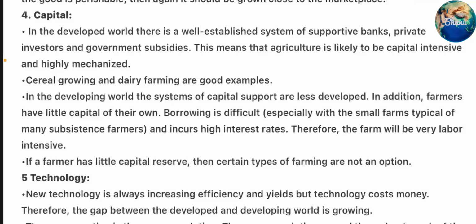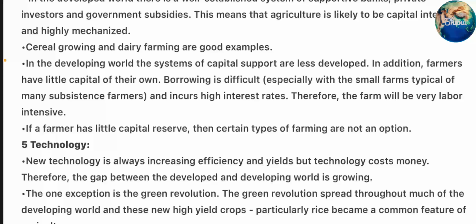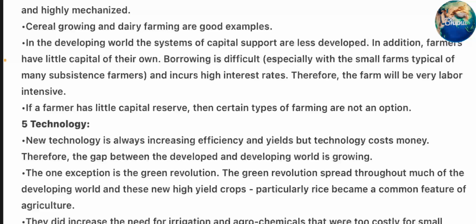In the developing world, these systems of capital support are less developed. In addition, farmers have little capital of their own. Borrowing is difficult, especially with the small farms typical of many subsistence farmers, and incurs high interest rates. Therefore, the farm will be very labor intensive. If a farmer has little capital reserve, then certain types of farming are not an option.